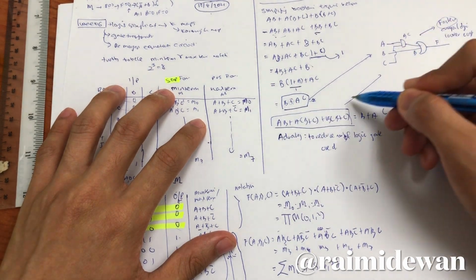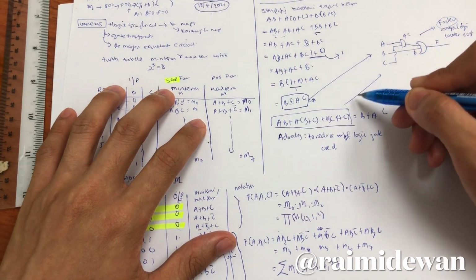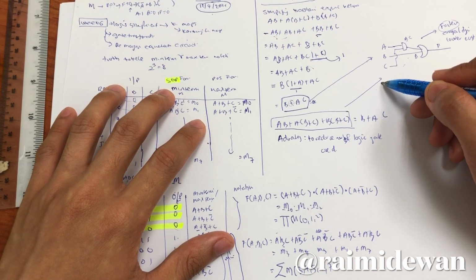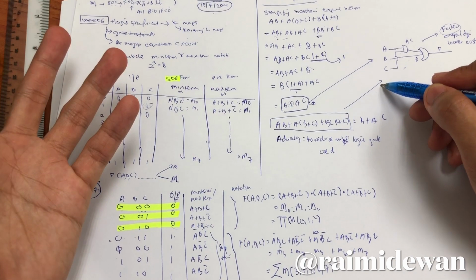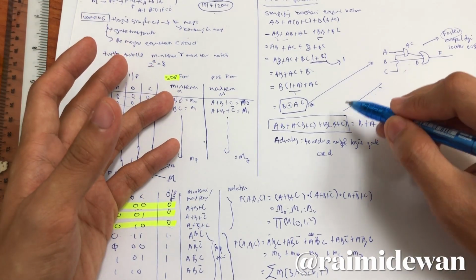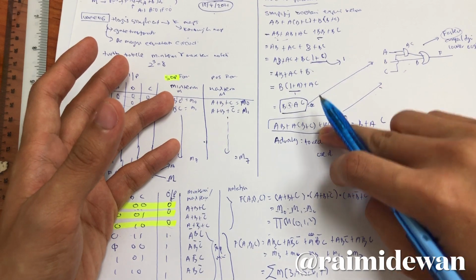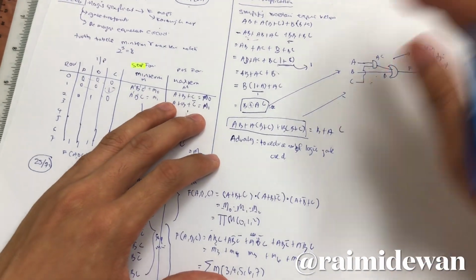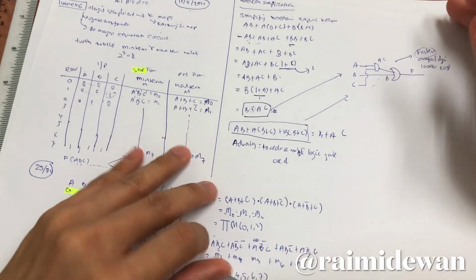It is longer and slower, a more complicated design, and higher in cost. But this function will have the same function as this, the same output. You guys can try it at home.